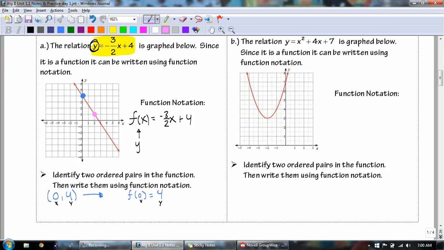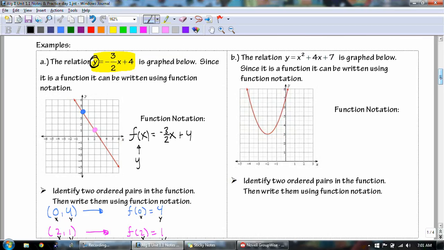I see the point 2, 1. So with my point 2, comma 1, we would write that f of 2 equals 1. So once again, we have x and y. I plugged in my x, and I would get y as my answer.